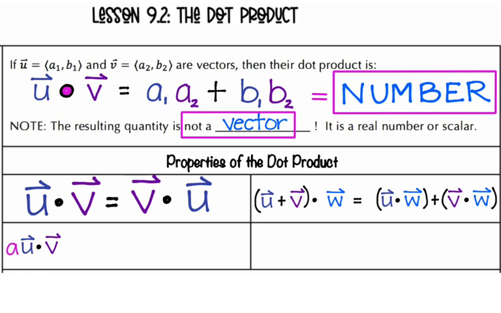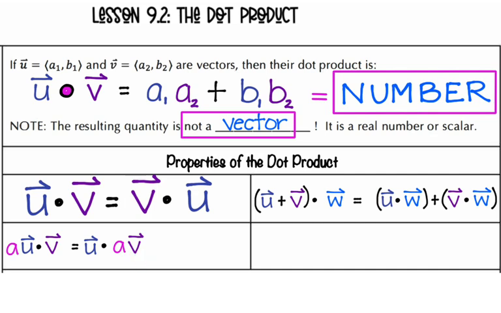And then I'm going to do the dot product with another vector. This property says, well, if I'm doing a scalar times u dot v, I could just change that scalar. Instead of the scalar times u, I could have the scalar times v. So if it was 3u dot v, it's the same thing as u dot 3v.